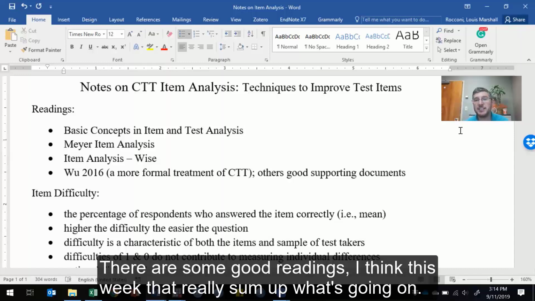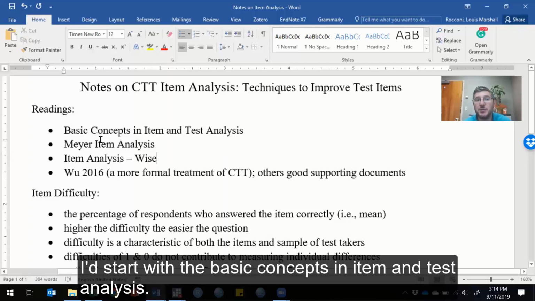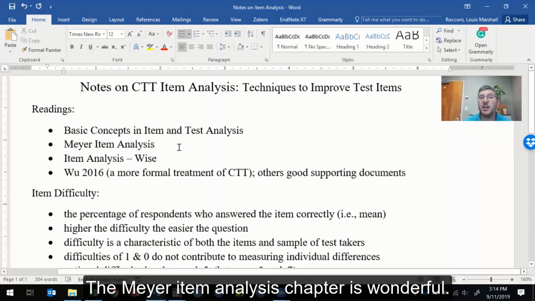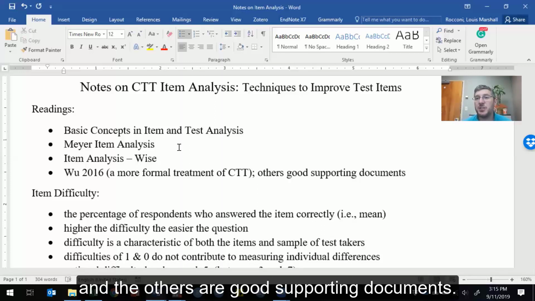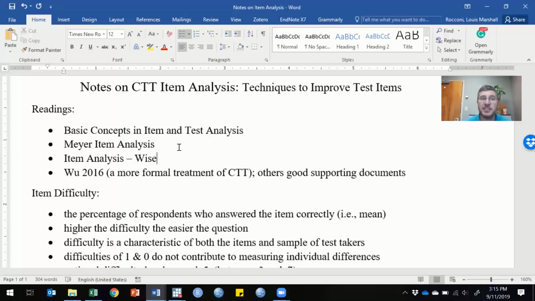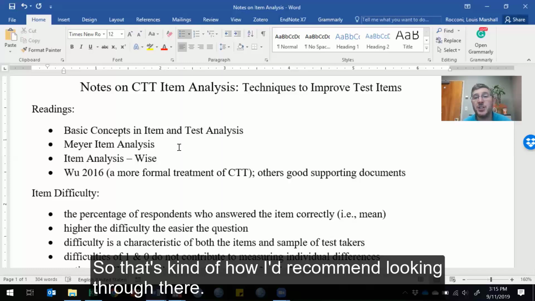There are some good readings this week that really sum up what's going on, and I'd recommend looking at them in this order. I'd start with the basic concepts in item and test analysis. The Meyer item analysis chapter is wonderful. There's a PowerPoint on item analysis from Wise, which is pretty good. And the others are good supporting documents. Like Wu is a nice formal treatment of classical test theory. So that's how I'd recommend looking through there.